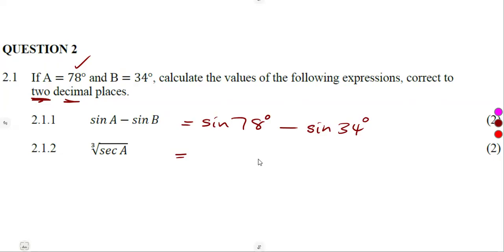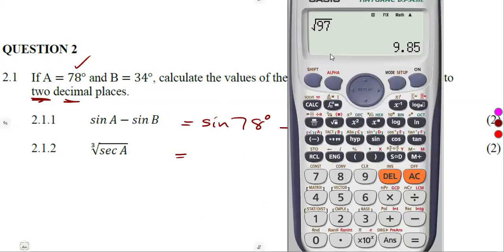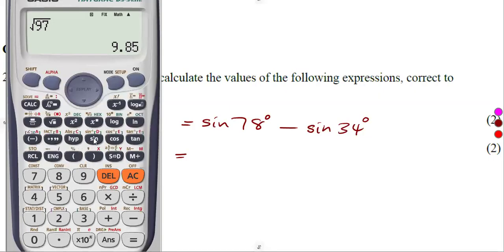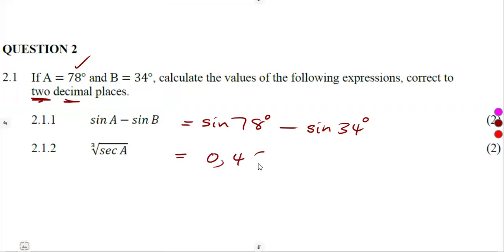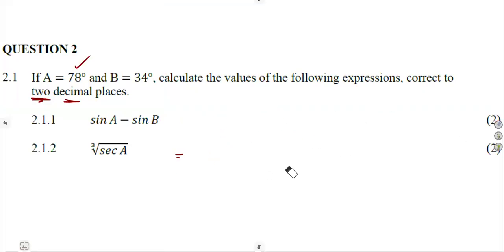You can even evaluate everything at once. Guys, the calculator knows what it is doing. So this is sine 78, close the bracket. Minus sine 34, close the bracket. Remember, I've already fixed my calculator to 2 decimal places. So it's going to give us 0.42. Just like that.